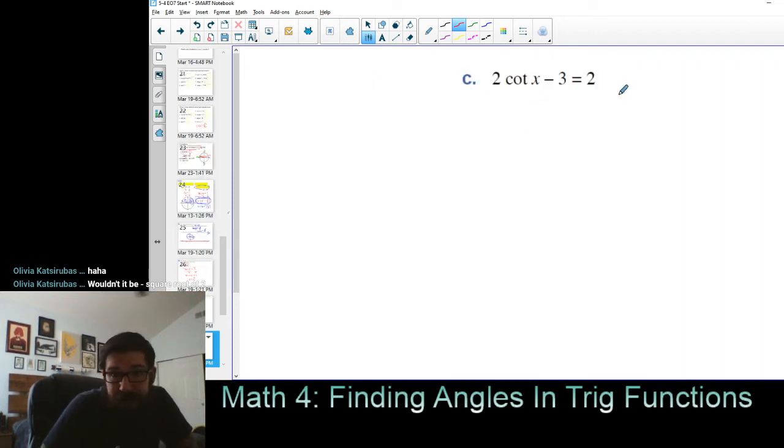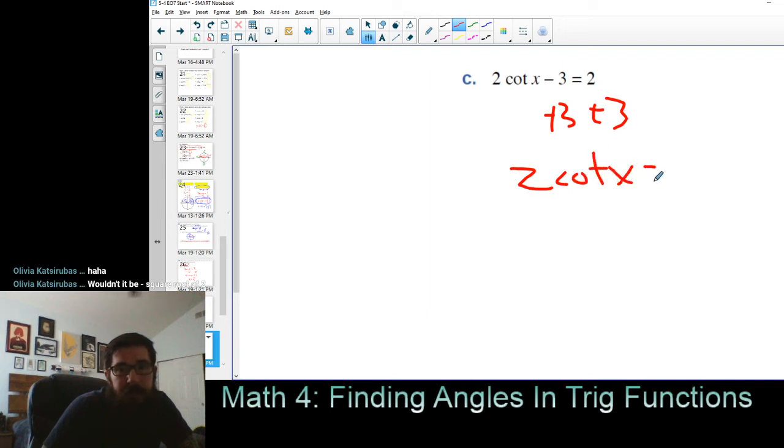What about this guy? Let's see if we can either solve it all the way or just tell if it would have an answer. I'm going to add a 3 to both sides, which is going to give me 2 cotangent of x is going to equal now 5. I'm going to divide both sides by 2. Cotangent of x is 5/2.